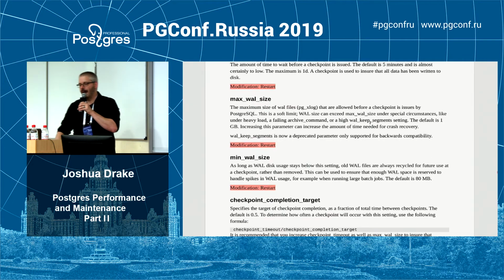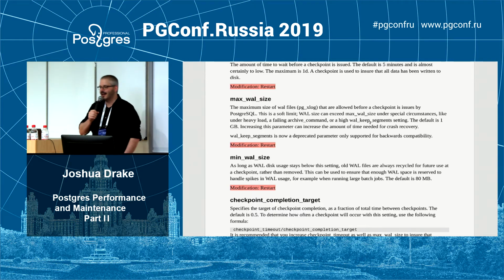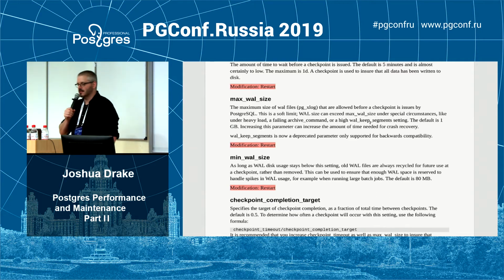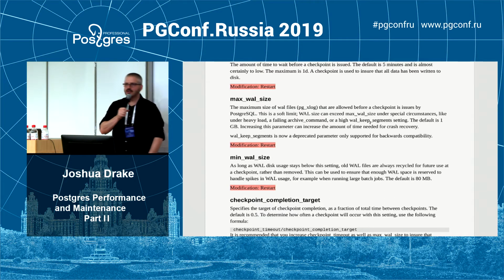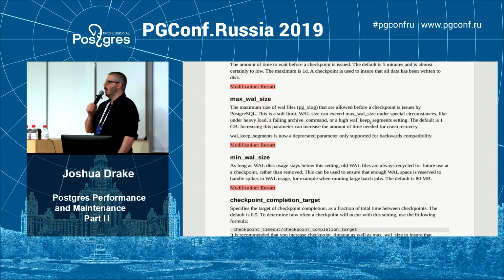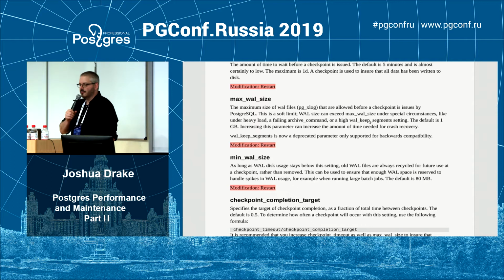Max wall size. Maximum size of WAL files, pg_xlog, that's now in the newer versions pg_wal, W-A-L, that are allowed before a checkpoint is issued by Postgres. This is a soft limit. WAL size can exceed max wall size under special circumstances, like under heavy load, a failing archive command, or a high wal keep segments setting. If you are running a modern version of Postgres, specifically 9.6 or above, do not use wal keep segments. Use replication slots. That's what they're for. Okay? The default is 1 gig.